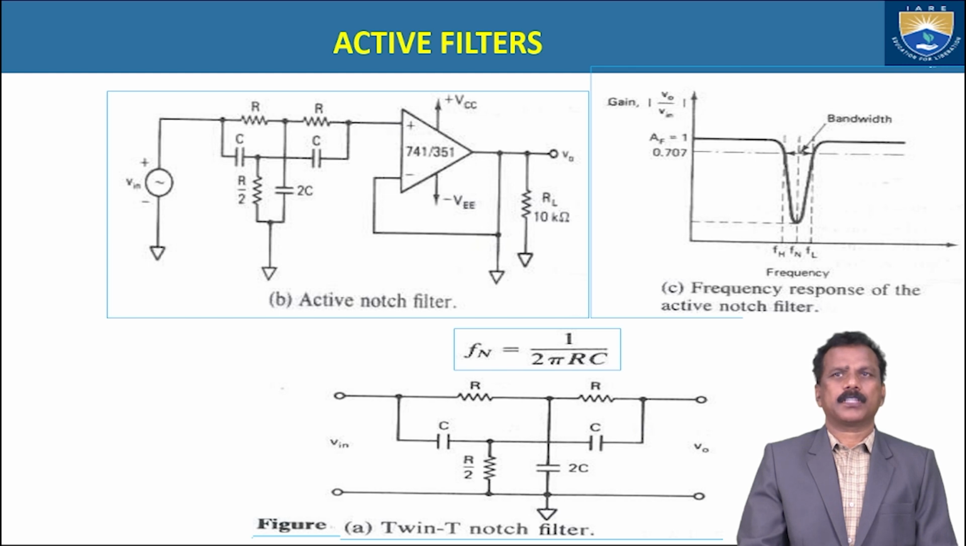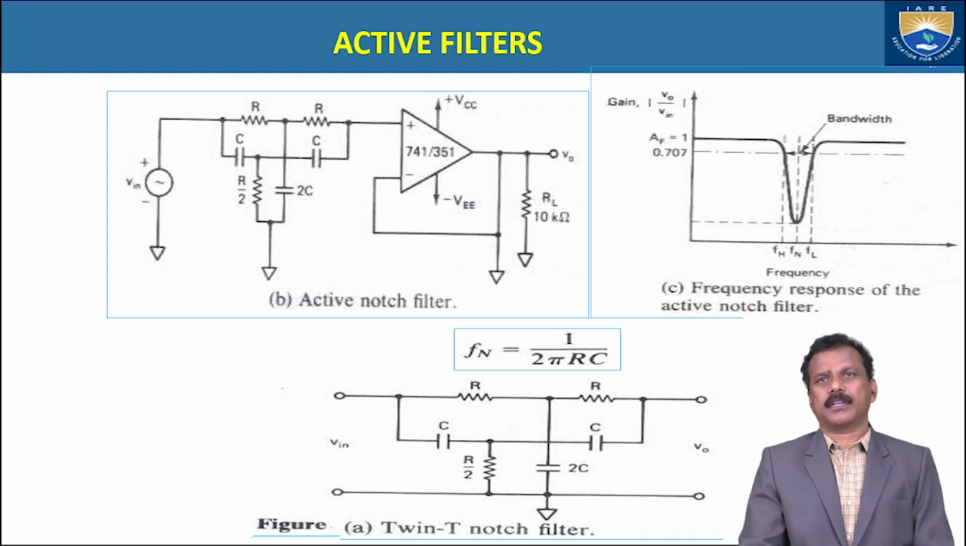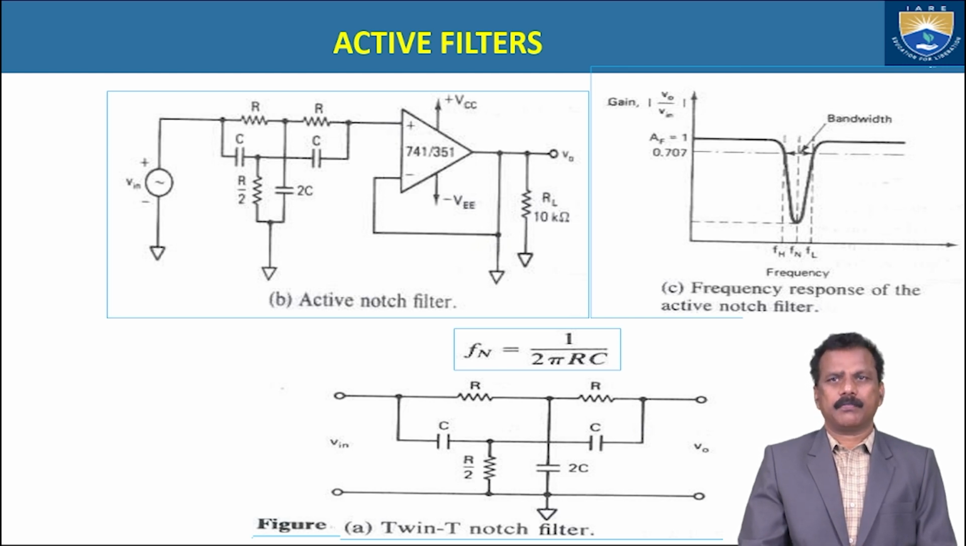Okay, the inverting terminal is connected to the feedback with RL. The non-inverting terminal is connected with this twin T notch filter. Check it here: R, C, and R, and C, with R by 2 and 2C. It is applied with this again.